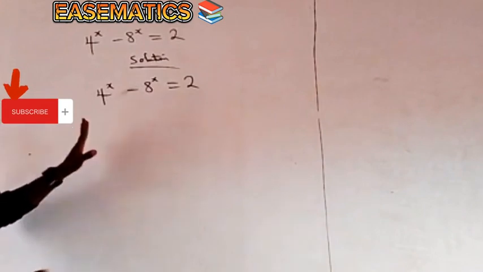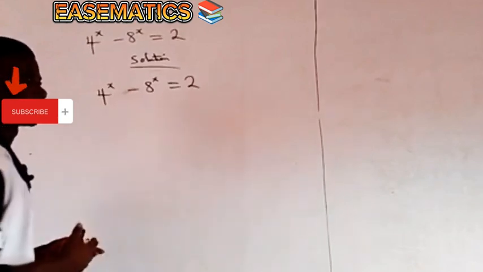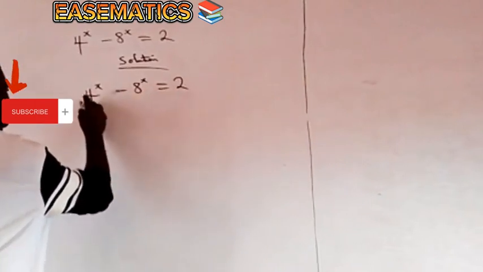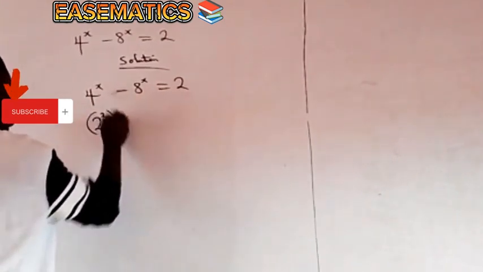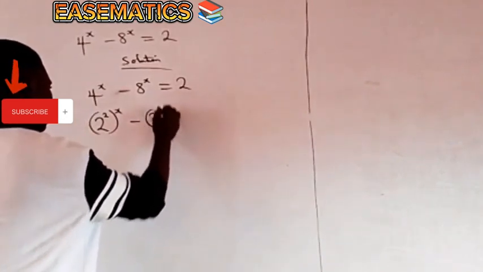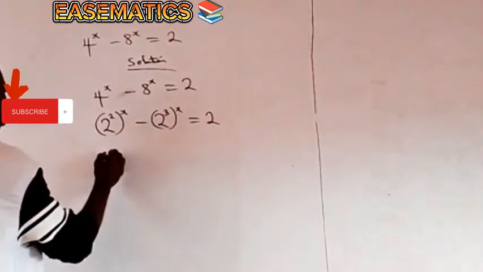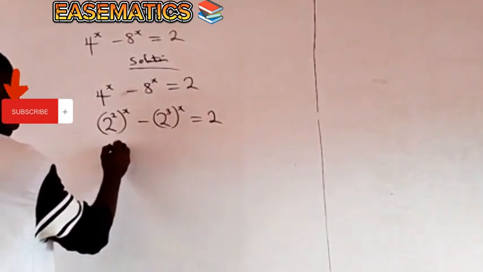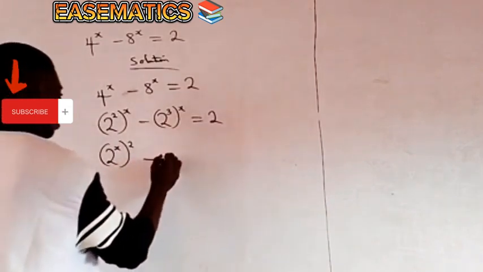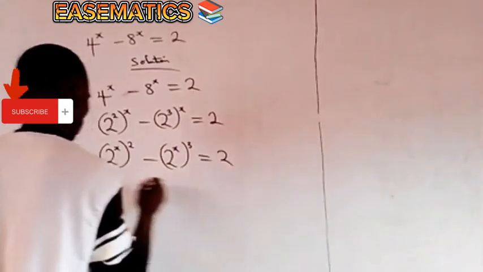Following the rules of indicial equation, these are different bases. Let's check if there's a way we can make the bases equal. Yes, here 4 is the same thing as 2 squared, so (2 squared) to the power of x, minus 8 is 2 cubed, so (2 cubed) to the power of x is equal to 2. At the same time, I can write this as 2 to the power of x, all squared, minus 2 to the power of x, all cubed, is equal to 2.